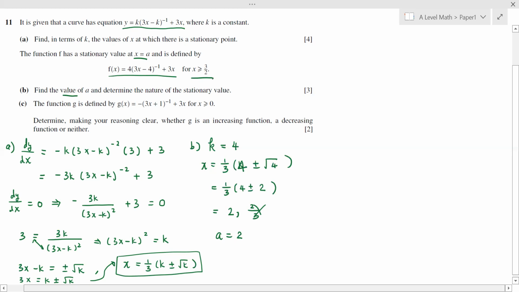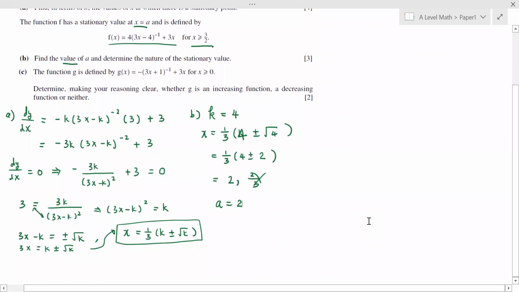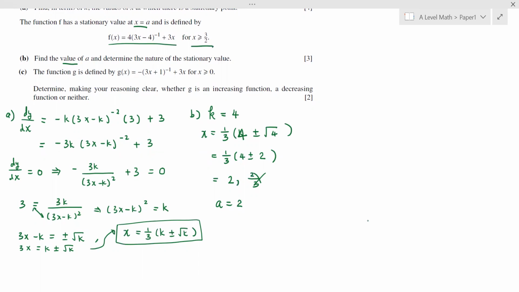To determine the nature of the stationary point, we can always look at the sign of f prime x. We found dy/dx from part A here. So when we replace k with 4, we have f prime x, so that is negative 3k. We have negative 12 over (3x minus 4) squared, plus 3.